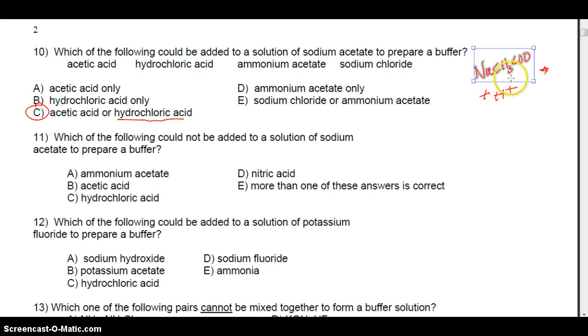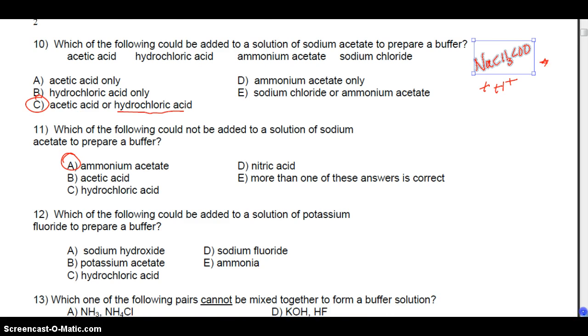Acetic acid, we just said, would form a buffer. Hydrochloric acid, we said, would form a buffer. And then nitric acid, it would also form a buffer because it's a strong acid. So again, it's going to convert the CH3COO- to acetic acid, and then it would be present. So they're kind of trying to trick you, because a lot of kids would probably say, oh, the nitric and the hydrochloric and the ammonium acetate are out, and select E. But really, the only one that wouldn't form a buffer is adding that one.